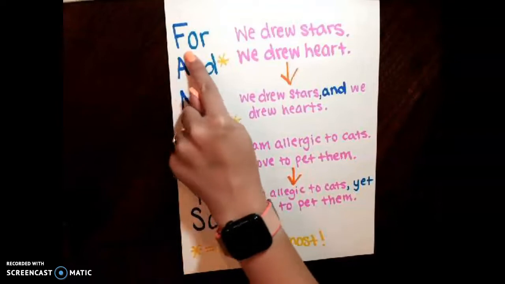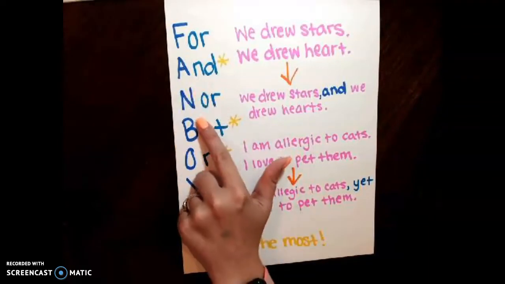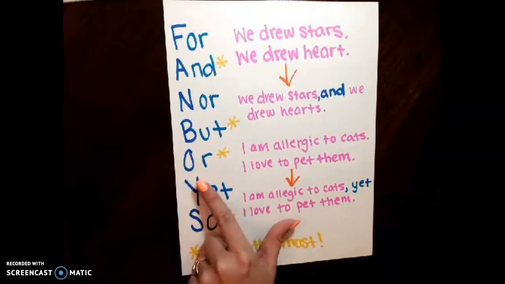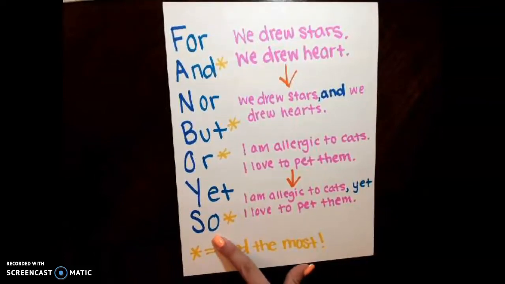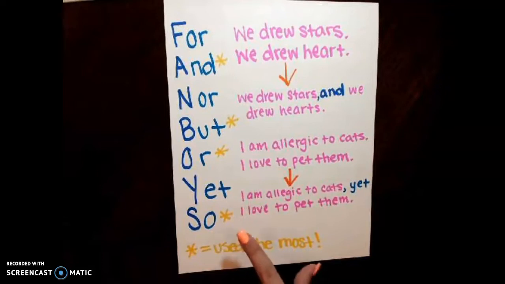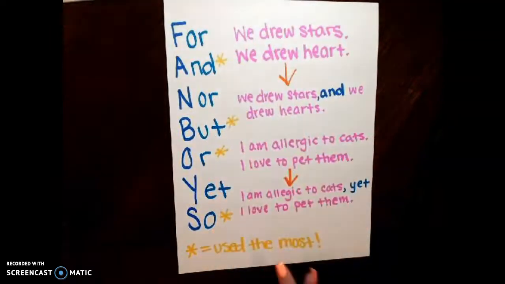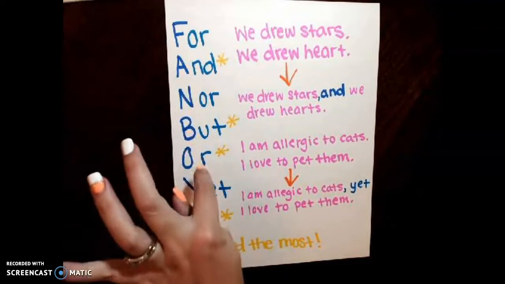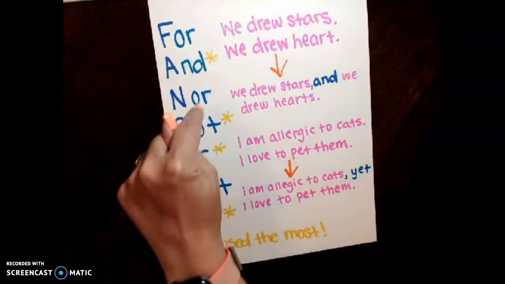F stands for for, and is A, nor is N, but is the B, or is the O, yet is the Y, S is the so. And you might be wondering why Ms. Herbaceous has these yellow stars next to only some of our Fanboys, and that is because those are used the most, okay? So when writing a compound sentence, you are mostly going to see and, but, or so. And then when you get fancy, you maybe are adding for, nor, or yet, okay?